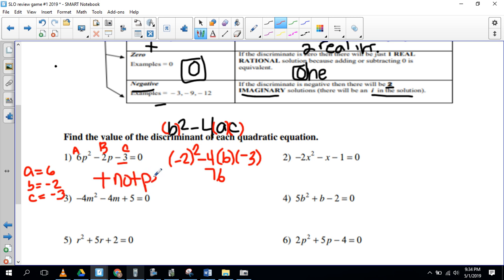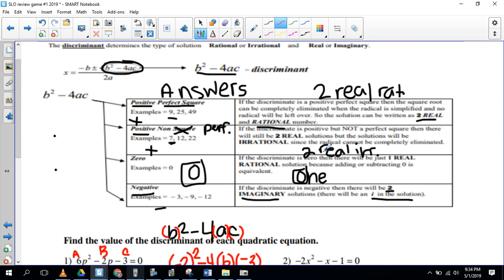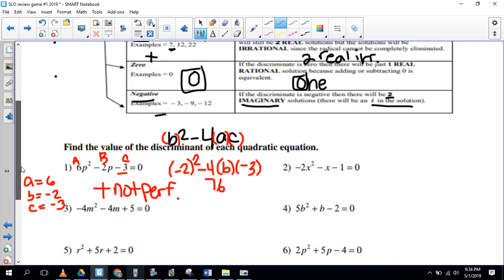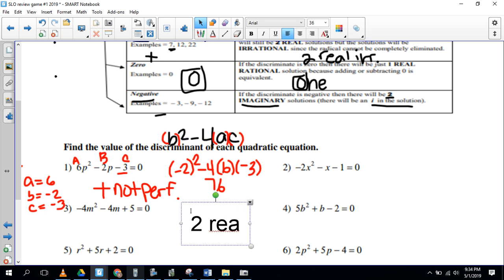And so if we come up here, remember this one's like Ross. So if we look at it, our answer is going to be 2 real irrational. So that's basically our answer: 2 real irrational. Kind of like irregular clothes. Okay?